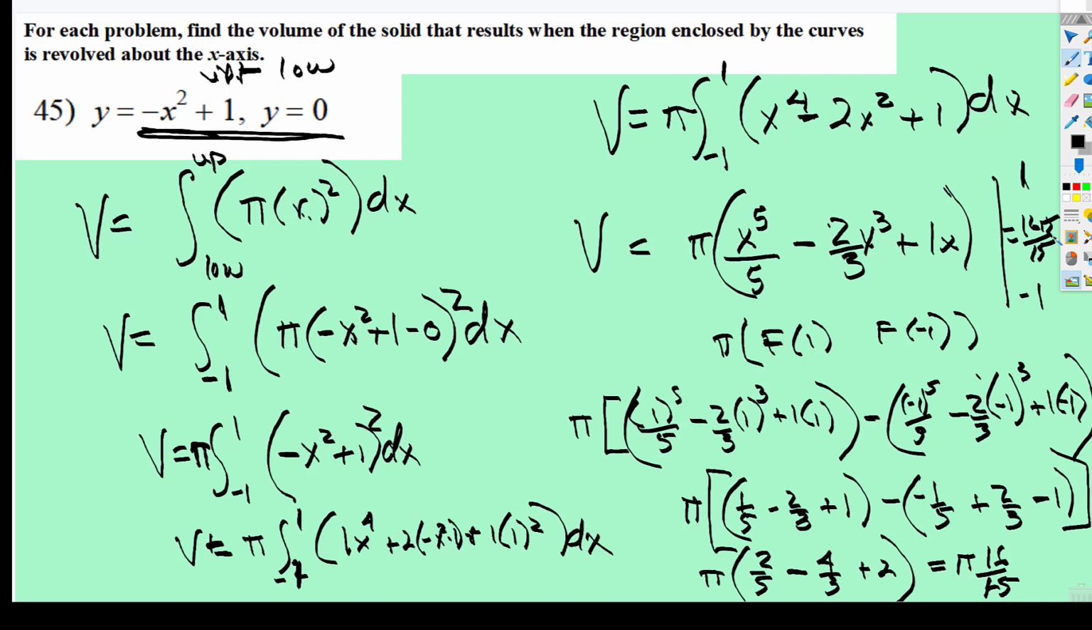But this is called the disk method. And then there's going to be a washer method for when it's not solid. So there'll be a washer method as well. All right, that's it for this one.